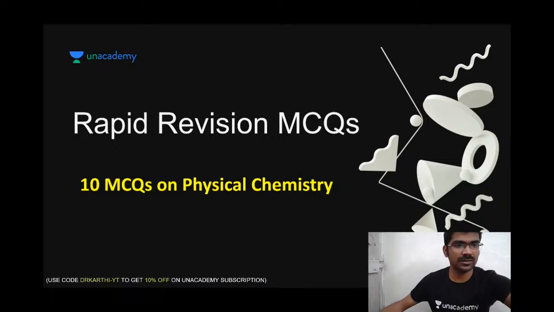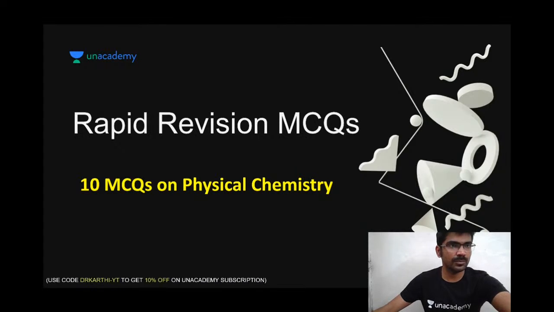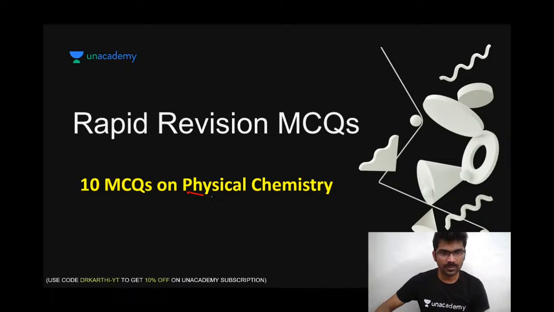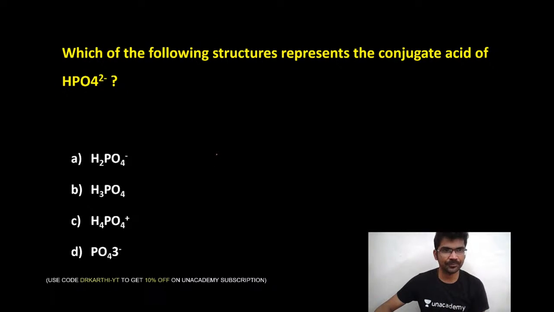Today we will discuss 10 MCQs from the topic physical chemistry. Good. So it seems you are able to hear me. So let's begin with the first MCQ. Which of the following structures represents the conjugate acid of HPO4 2 minus?